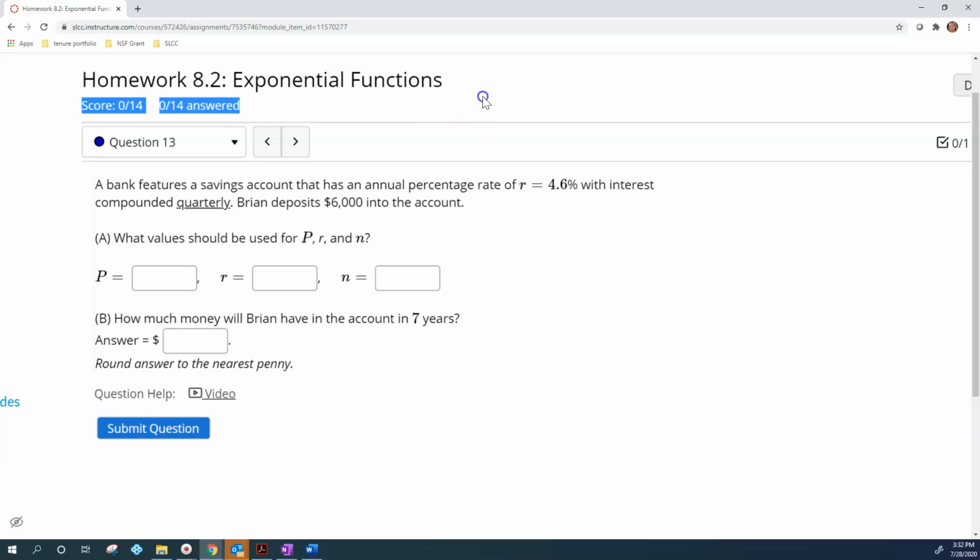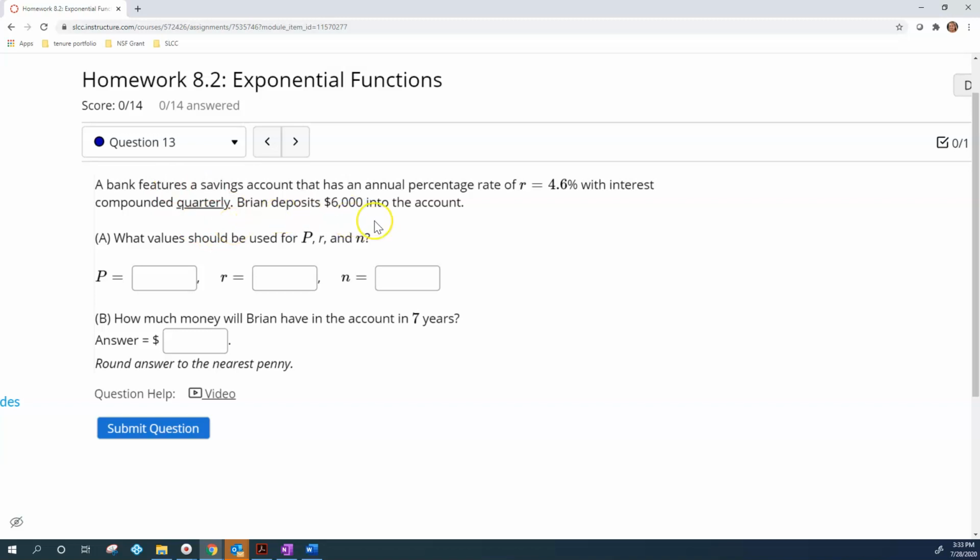All right, so from this one, a bank features a savings account that has an annual percentage rate of 4.6% with interest compounded quarterly. So first of all, you need to make sure you understand what it means. It'll say quarterly, and that's 4 times a year. If it says monthly, then that's 12 times a year. If it says daily, that's 365 days in the year. So make sure you understand what it's talking about when it says compounded quarterly, right?